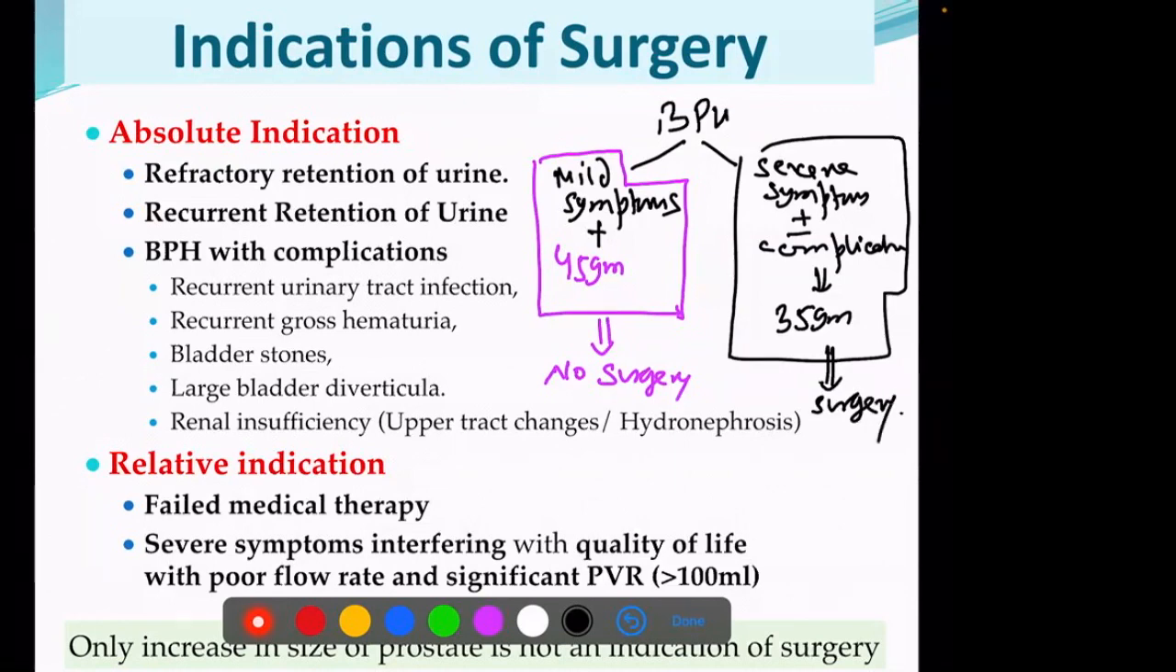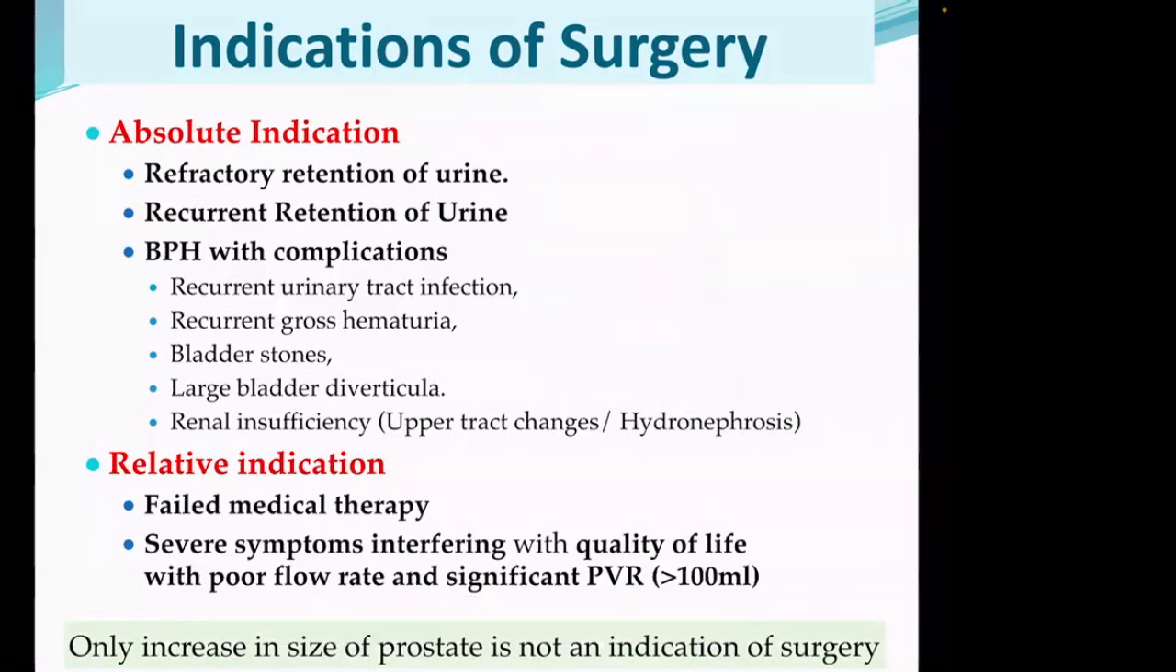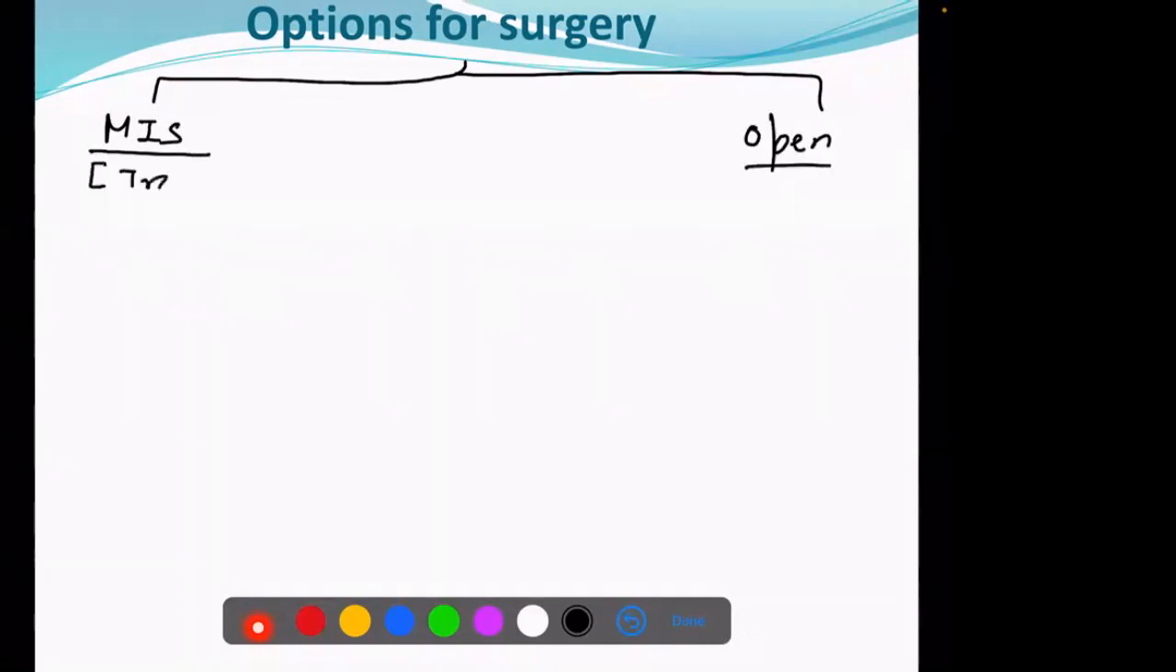That means size does not always correlate to symptoms. Now, what are the options that we have for surgery? The options we have are minimal invasive surgery or open surgery. Okay. Minimal invasive surgery means we do transurethral surgery.